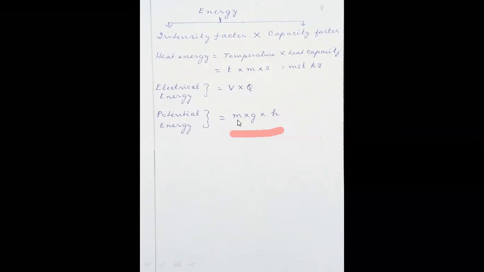Potential energy: mass is the intensity factor, and the capacity factor is mass into gravity into h, where h is the capacity factor. So energy has an intensity factor and a capacity factor. When you multiply these two, you get the total energy. So this is about the energy.